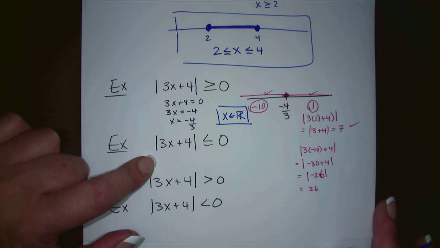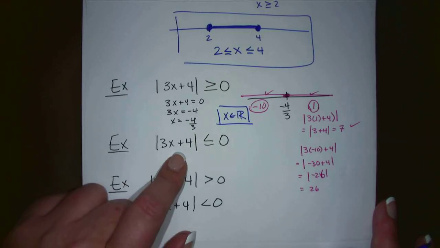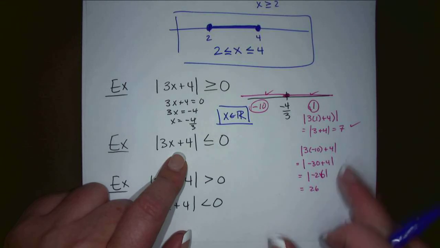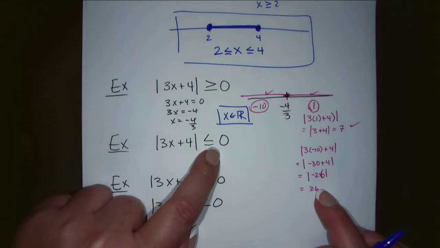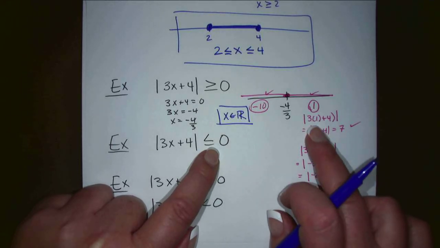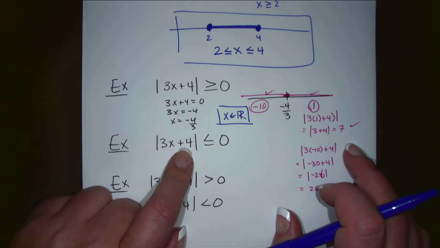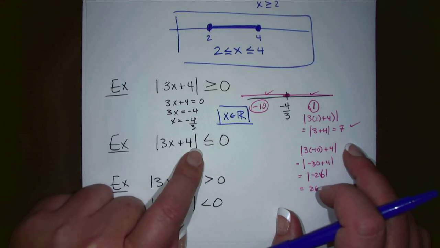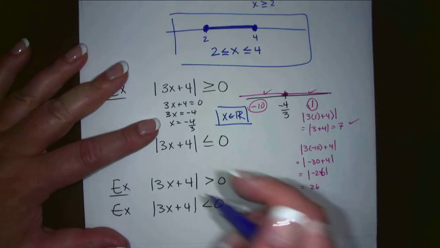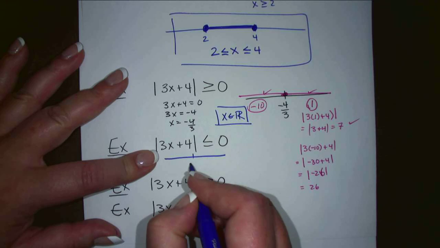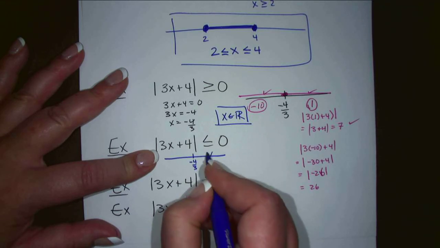No matter what number I plug in, I'm going to get a positive answer. I plug in negative 10, I get 26. Is 26 less than 0? No. If I plug in a 1, a number bigger, I get 7. Is 7 less than 0? No. So for this, even though the minus 4 over 3 is still where it equals 0, this side won't work and this side won't work.